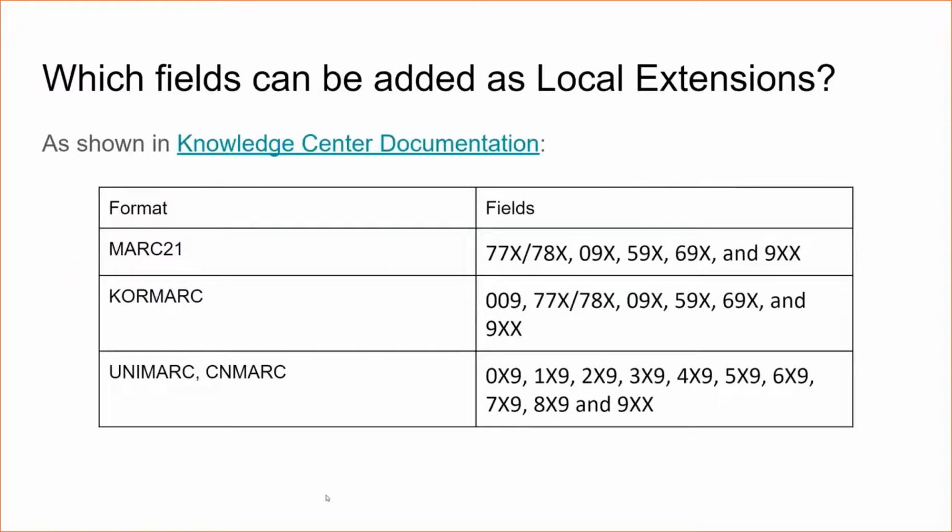Which fields can be added as local extensions? Well, these are shown in the Knowledge Center documentation, which we'll also link in the slide at the end of this presentation. They're available in the different MARC formats, and the fields tend to be fields used for linking or for local information, 9XX. Next slide, please.